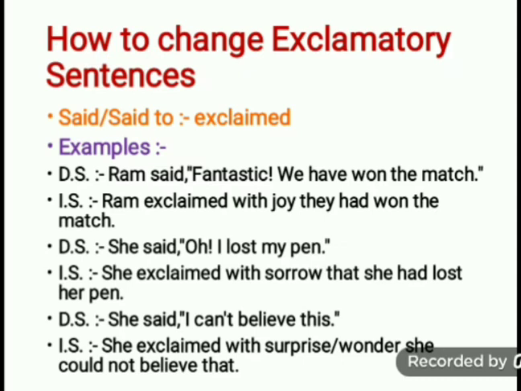Direct speech: Ram said, fantastic, we have won the match. Let's convert it into its indirect speech. Ram, then said we converted into exclaimed. Then what kind of feeling does this sentence convey? It is a feeling of joy, that's why we used Ram exclaimed with joy. Then we.